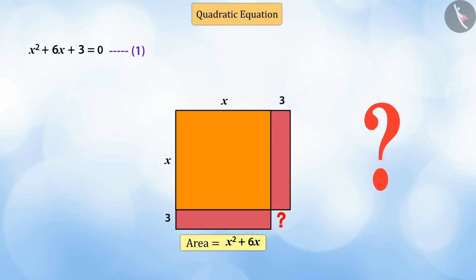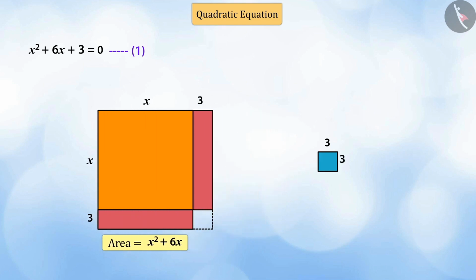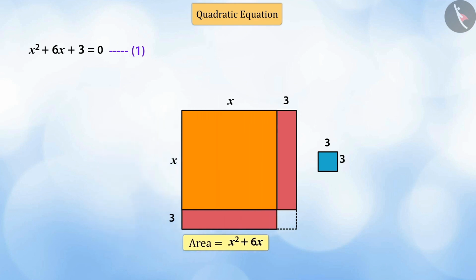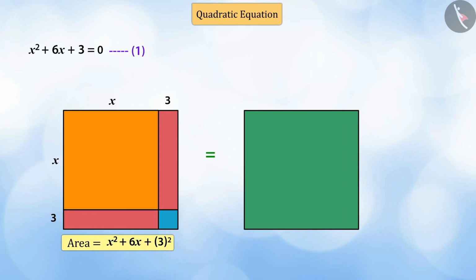Can you guess what should be done to complete the shape as a square? In order to complete the shape, we need a square piece of side 3 units. Let's add a square piece of side 3 units to the figure. On doing so, we get a square, whose each side will be x plus 3 and its total area will be x plus 3 the whole square.